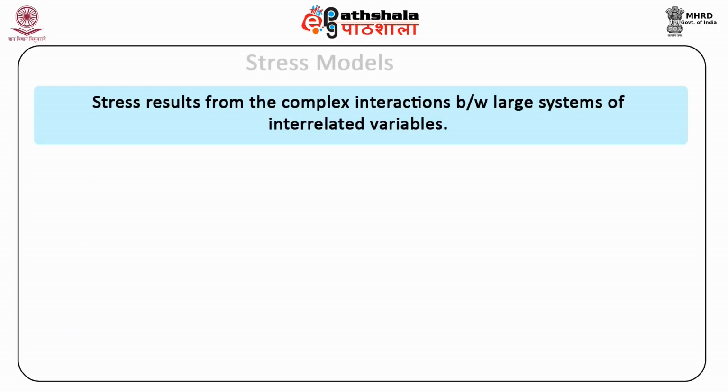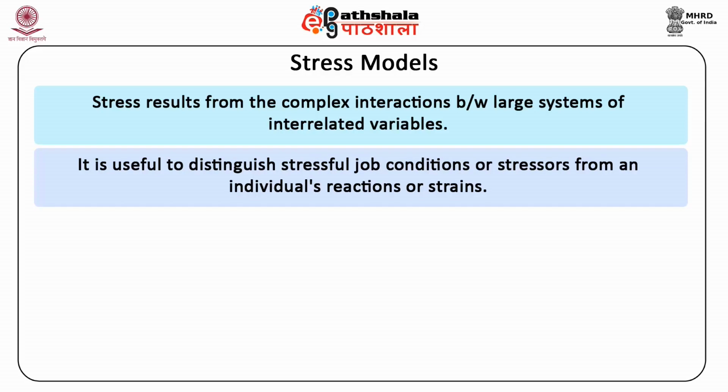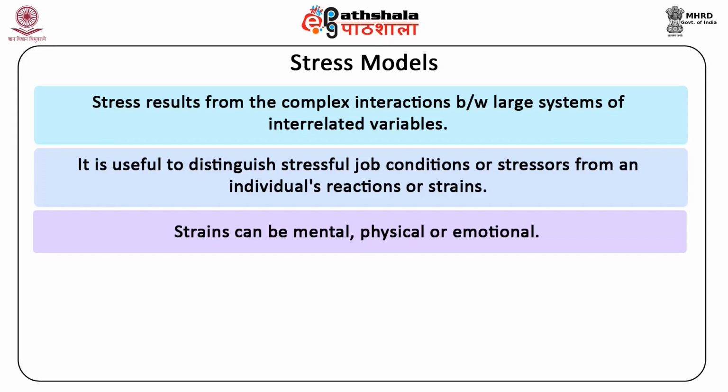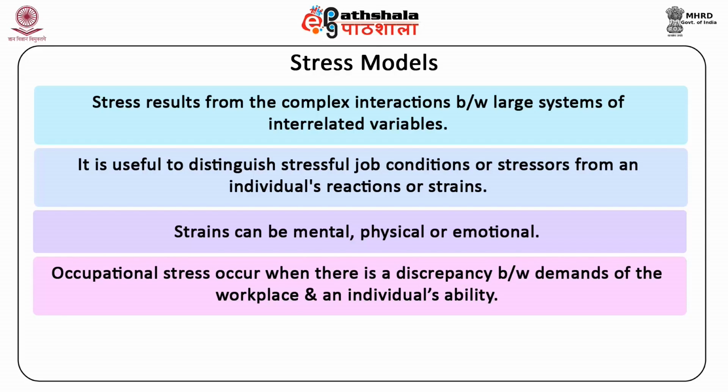Stress models. Stress is not caused by any single variable, but results from the complex interactions between large systems of interrelated variables. It is useful to distinguish stressful job conditions or stressors from an individual's reactions or strains. Strains can be mental, physical, or emotional. Occupational stress can occur when there is a discrepancy between the demands of the environment and an individual's ability to carry out and complete these demands.